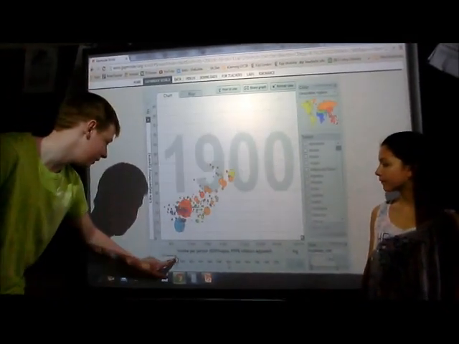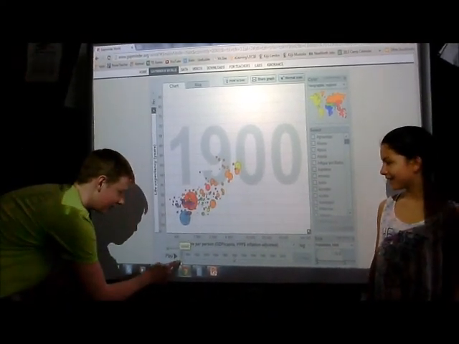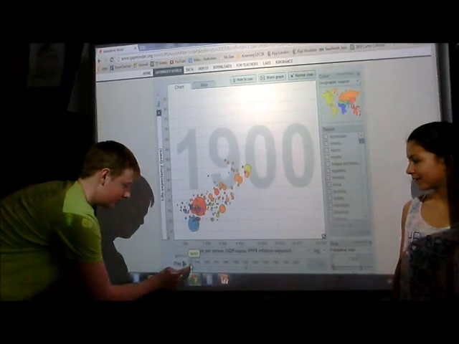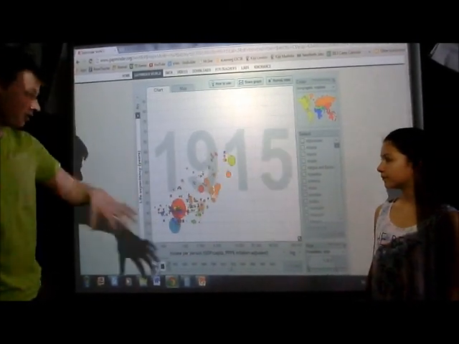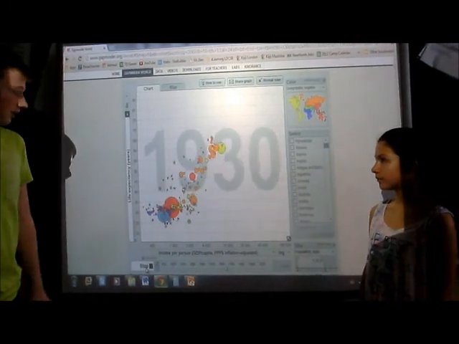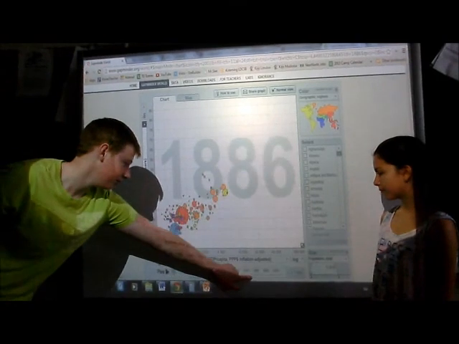You can change the speed of it. The lower it goes, the slower it goes. The higher it goes, the faster it goes. And if you hit play, it'll move and show trends. You can hit stop. You can put it to a certain time.